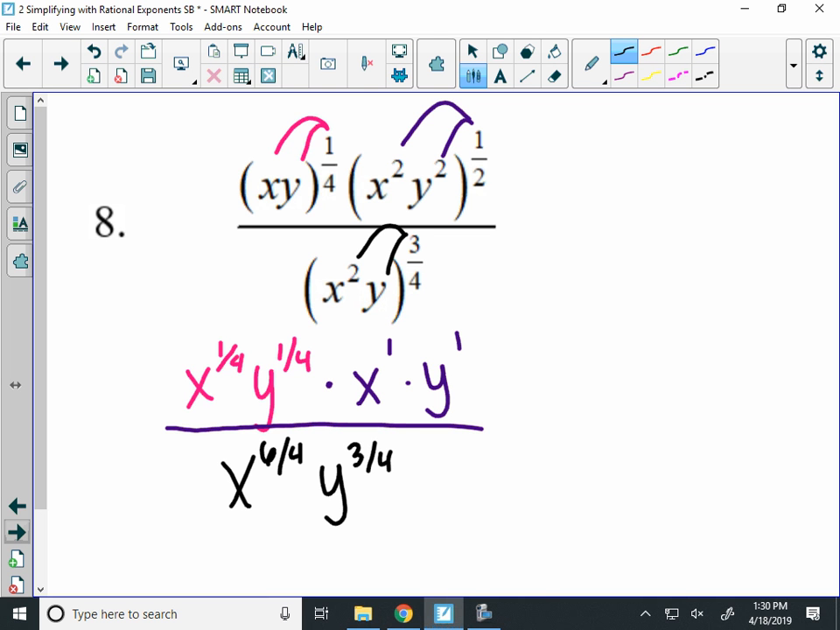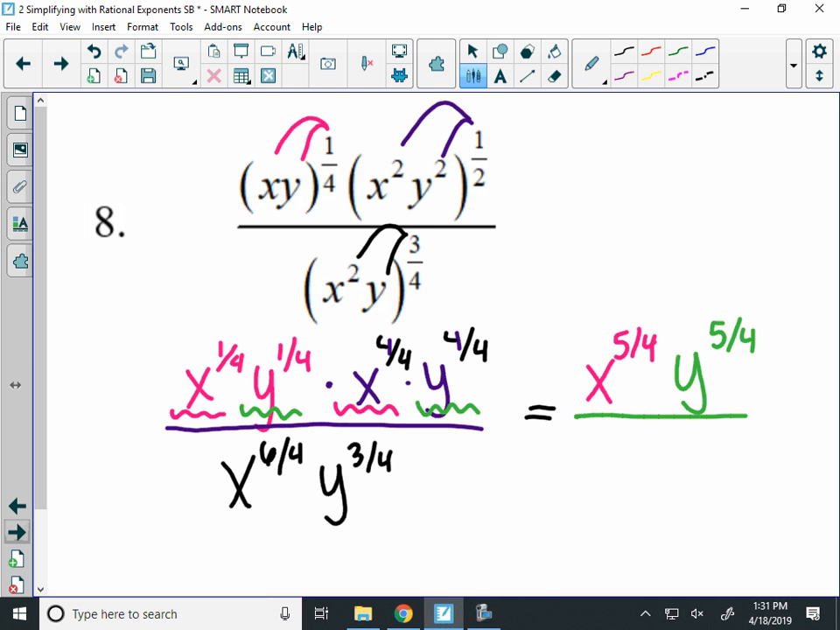All right, now everything almost has a 4 as the denominator except the ones. How should I change these? 4 over 4. All right, now all I have to do is add and subtract things, and we're good to go. So let's deal with the numerator first. X to the 1/4 and x to the 4/4, x to the 5/4. Okay. And then I'll have y to the 1/4 and y to the 4/4, y to the 5/4. And then my denominator stays the same so far: x to the 6/4 and y to the 3/4.